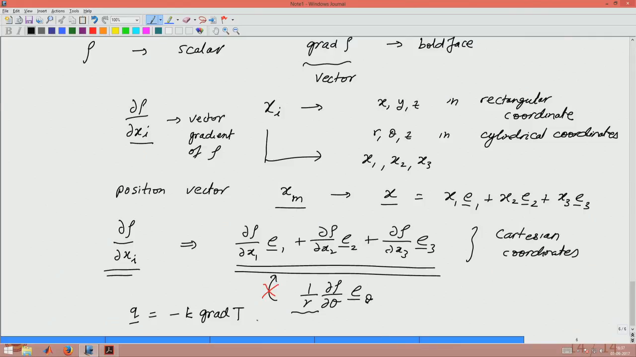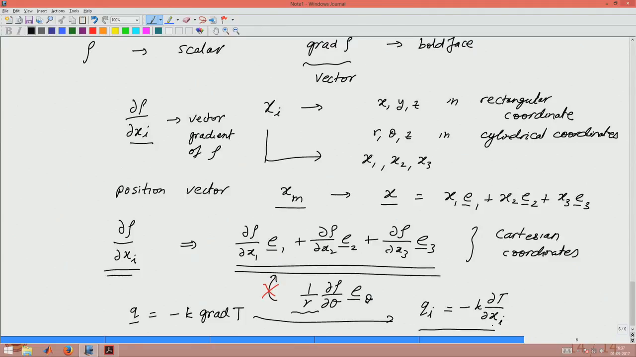But now, if I were to write this in index notation, what I will write is q_k is equal to minus k del T by del x_k. Since I use conductivity also as k, maybe that is not the best choice for the index, and as it is a dummy index I can use any other. So, let me use i. So, q_i is minus k del T by del x_i.